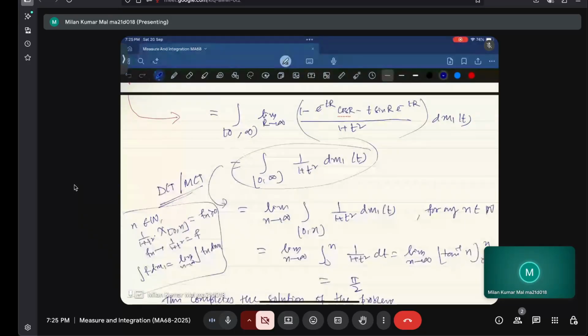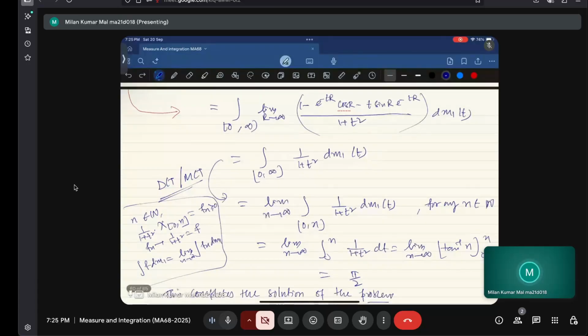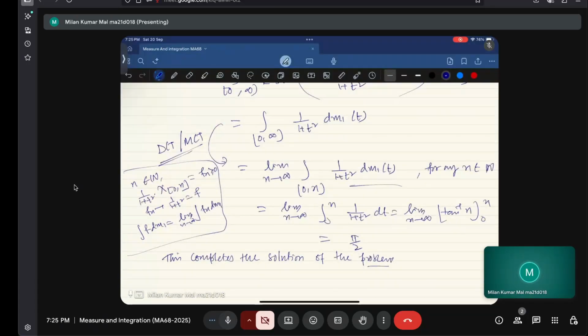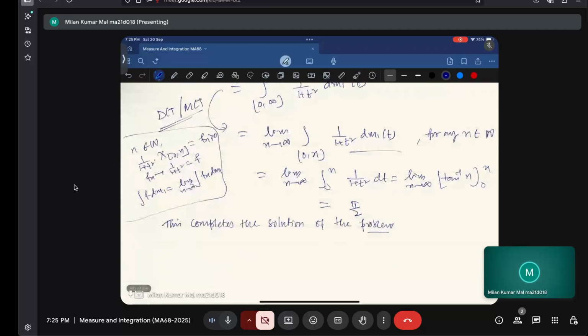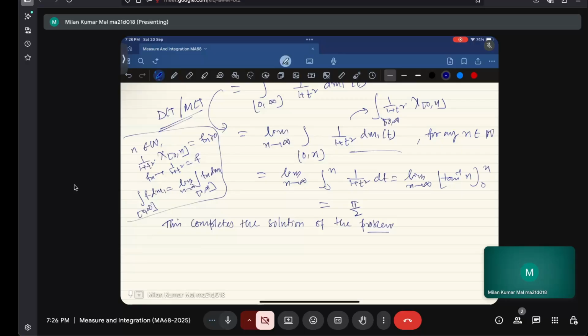Now this is the dm1. This is the dominated convergence theorem we are using basically. So one can write it here as 0 to infinity, and here it is supposed to be 1 over (1 plus t square) times the characteristic function on 0 to n. But over 0 to infinity, since you know the characteristic function, we can directly convert it to the 0 to n interval. This is what we are doing here.